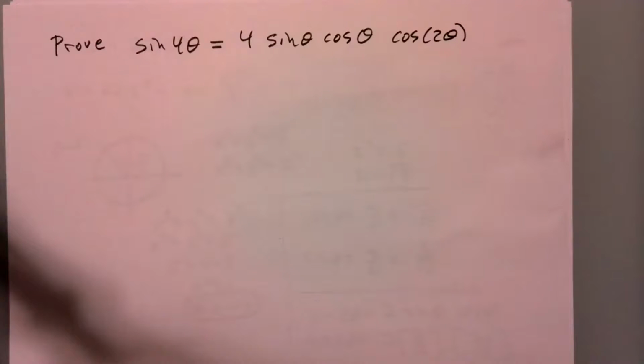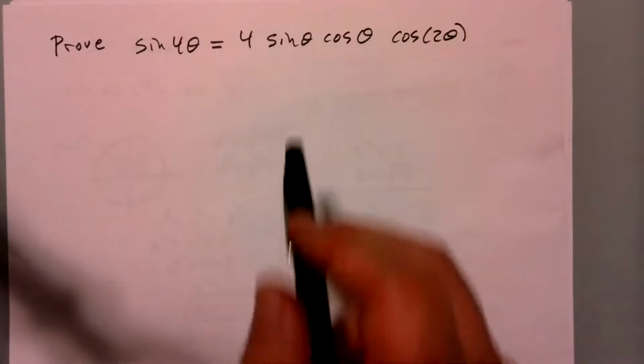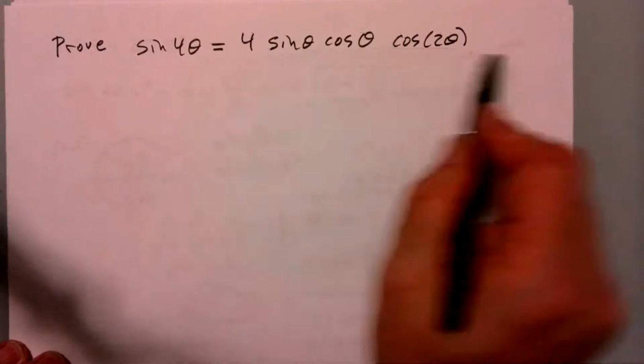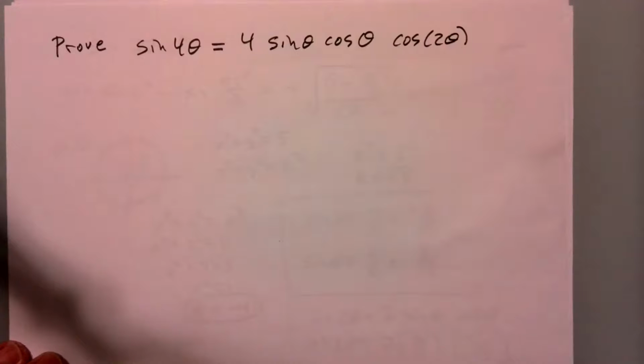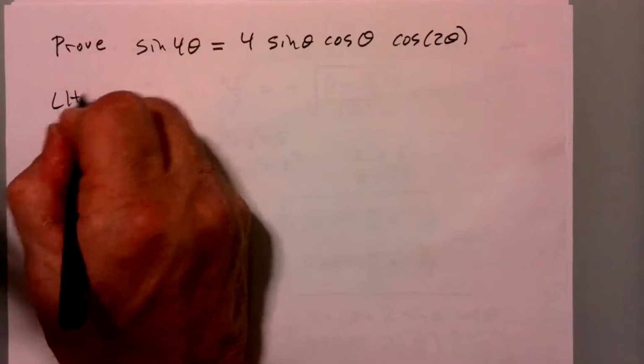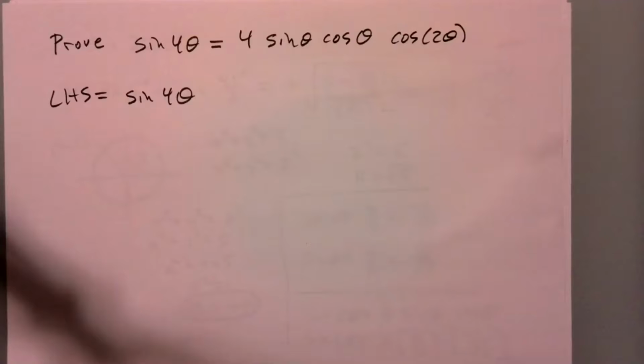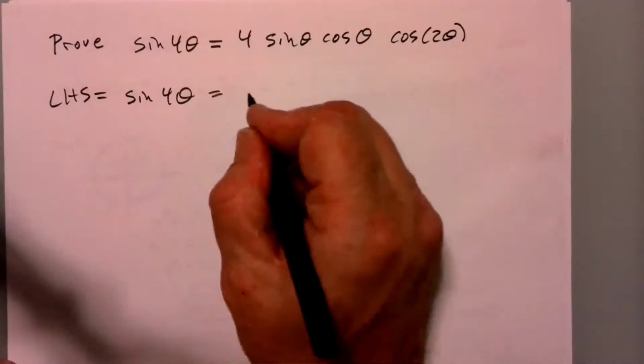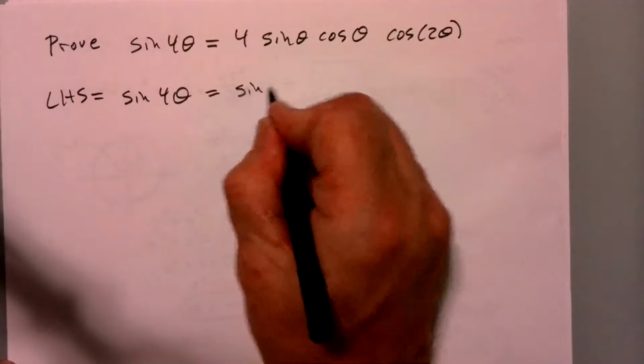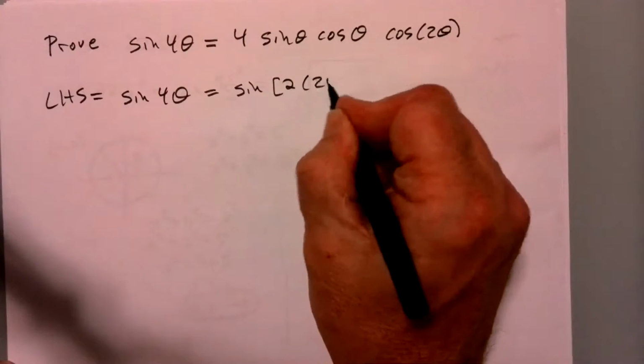Now, normally speaking, we would like to begin with the more complicated side, and there is no doubt that the more complicated side is the right side, but you know something? I'm going to start on the left side instead. And here's my approach. So I'm going to say left side is the sine of 4 theta. And I want to use my double angle identities. I have a double angle identity for sine. So I'm going to rewrite this as sine of 2 times 2 theta.